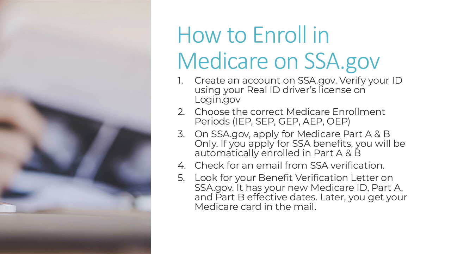Step 4. Look for an email verifying that you have applied for Medicare and that your local Social Security office will process your application and may contact you if they need more information. Step 5. Look for your benefit verification letter on your ssa.gov account. It will have your new Medicare ID and Part A and B effective dates. This is the first place you will see your Medicare information. Later, you'll receive your Medicare card in the mail, usually in about a month.